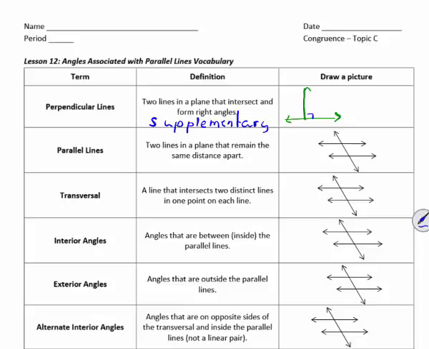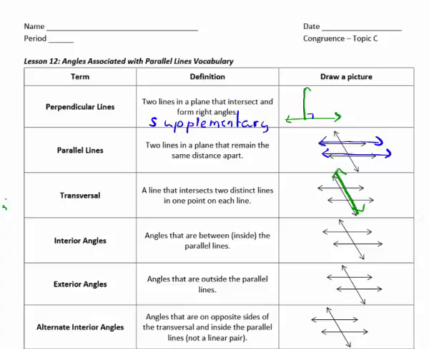Parallel lines. Two lines in a plane that remain the same distance apart, and I'm going to ask that you go over and just color over these. These are your parallel lines. There's one, there's two. All right, they're going to always stay the same distance apart. Transversal. The transversal is the line that intersects two parallel lines, or three or four, so you can have more than one. But here it's the one that's going on the angle. So again, I want you to color over that. That's your transversal.